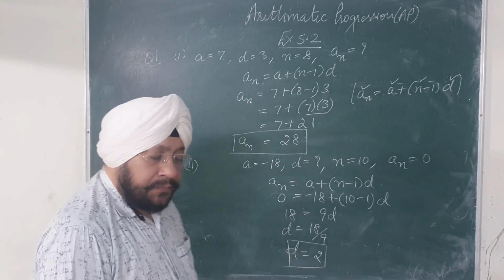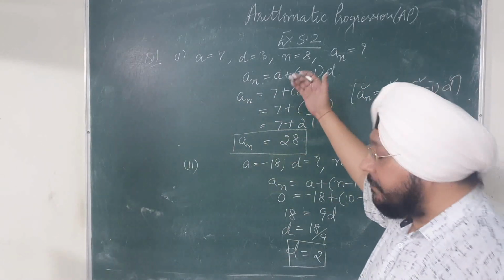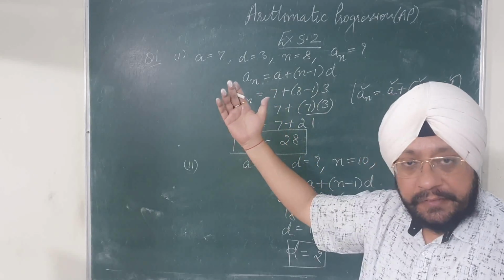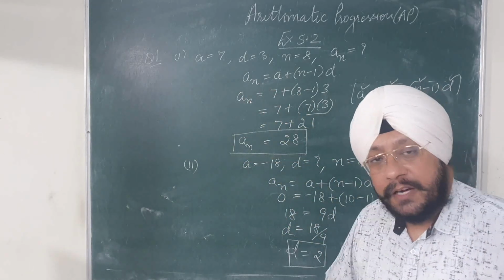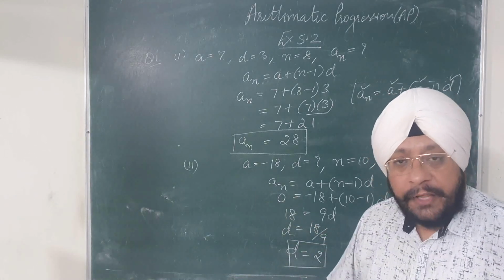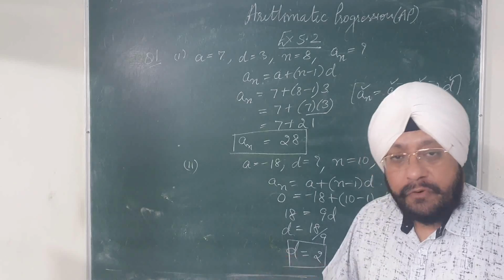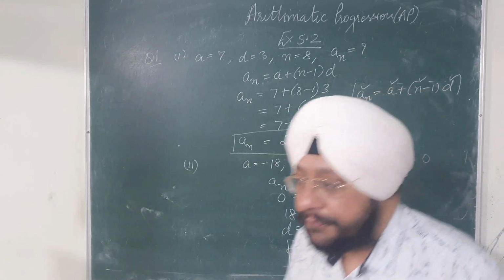So these are the simple parts to find the particular term from the formula. Clear, students? So you can do the other parts yourself because they are absolutely the same. 3 values are given to you in every part and you will have to find out the 4th one. So let's come to question number 2.